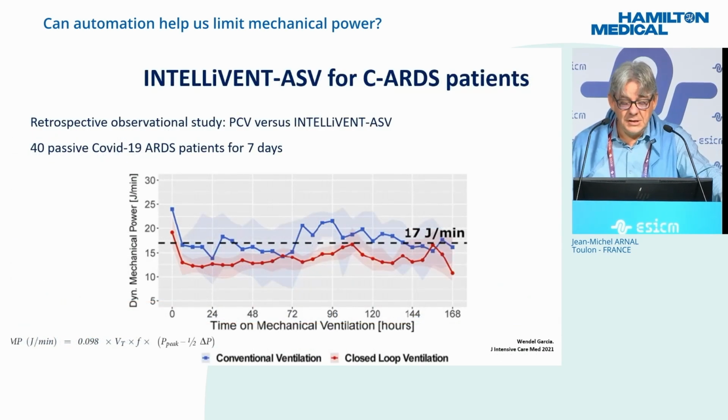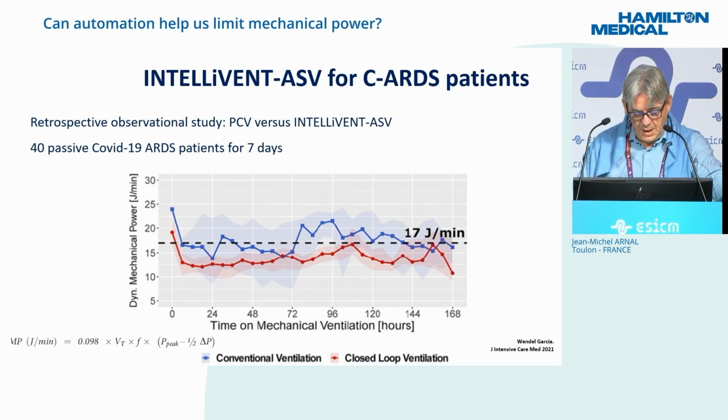There are some comparative studies. This study was performed in Switzerland during the first wave of COVID. They retrospectively analyzed the patients ventilated for the first 7 days in COVID, and they compared the mechanical power for the patients ventilated in IntelliVent ISV, in red, with all other conventional modes, in blue. And as you can see, along the first 7 days, it seemed that mechanical power is lower when they use IntelliVent ISV and always below the threshold.